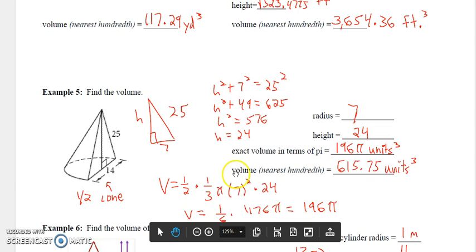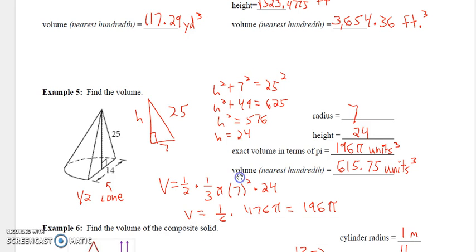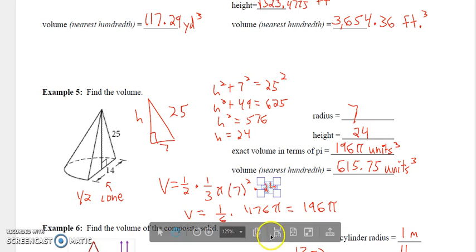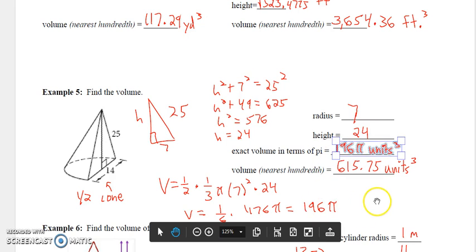Well, how do I get these numbers? I do 7 squared, that's 49. Then I do 49 times 24, that's 1176. And I have times pi. And so when I'm right here, I can just do 1176 divided by 6. That gives me 196. The exact answer is 196 pi. It's units cubed because it's volume. If I want to round it to the nearest hundredth, I just do 196 times pi. And I'll get this answer.